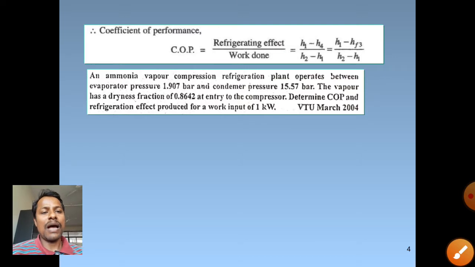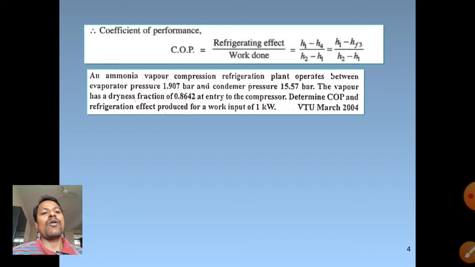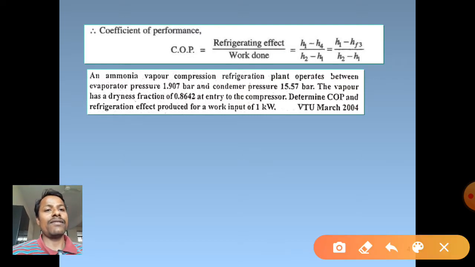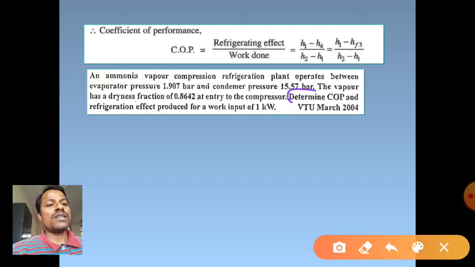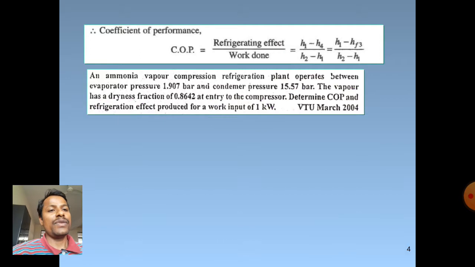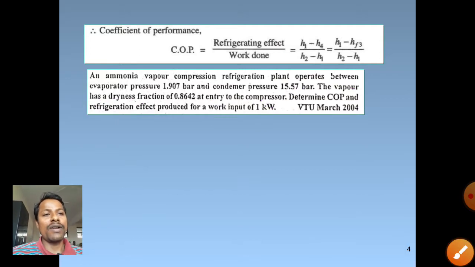As we are discussing the VCR cycle with wet refrigerant at the inlet of the compressor, the state of the refrigerant at the inlet of the compressor is given, with how much wetness, how dry it is: only 86% dry. With this condition, we are supposed to determine the COP of the refrigeration cycle and the refrigeration effect produced for a work input of 1 kilowatt, meaning the compressor is consuming 1 kilowatt of power.